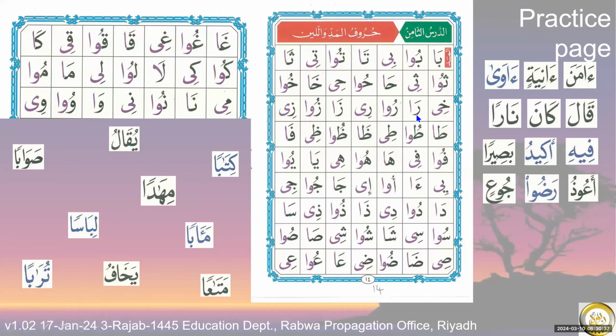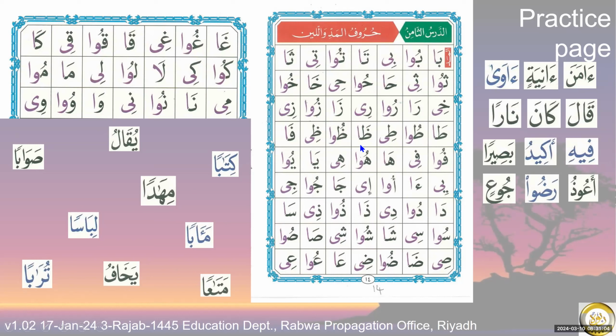Ra fatha alif, ra dhamma waw sukun, ru, ra kasra ya sukun, ri, ra, ru, ri. Za fatha alif, za dhamma waw sukun, zu, za kasra ya sukun, zi, za, zu, zi. Ta fatha alif, ta dhamma waw sukun, tu, ta kasra ya sukun, ti, ta, tu, ti.